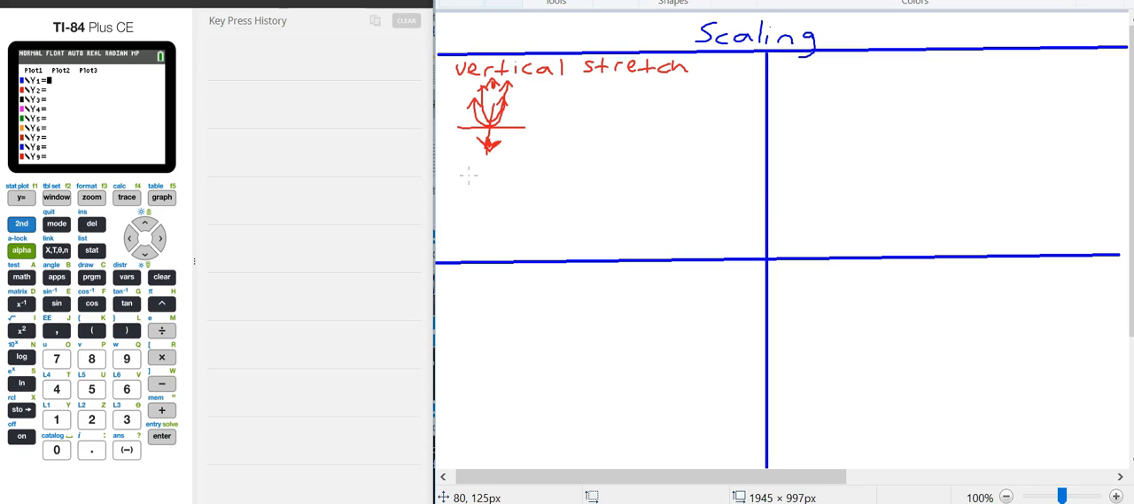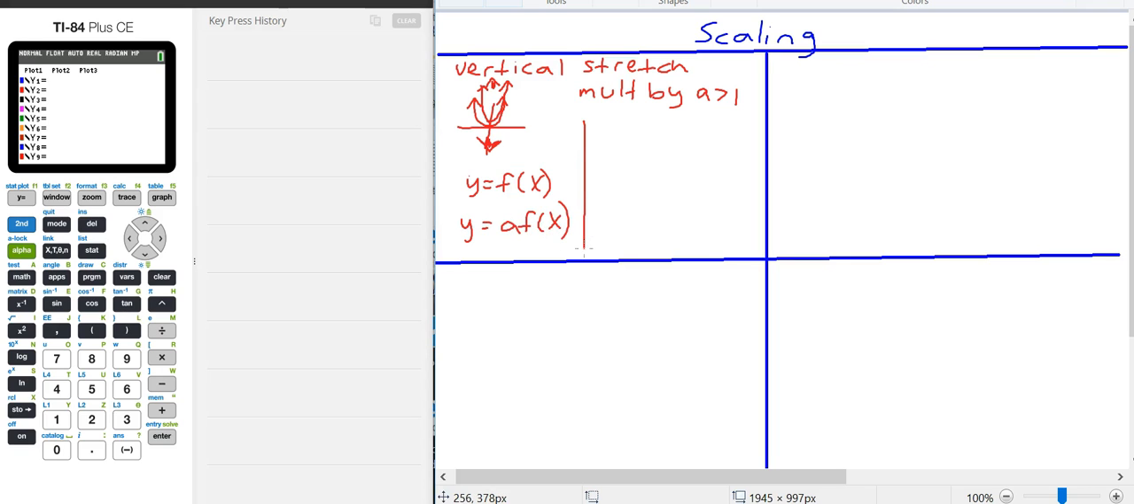So in order to stretch a function vertically, let's say we have the basic function y is equal to f of x. We multiply the whole function by some constant that's greater than 1. So let's say a is our constant. When we stretch our function, we get y is equal to a times f of x.